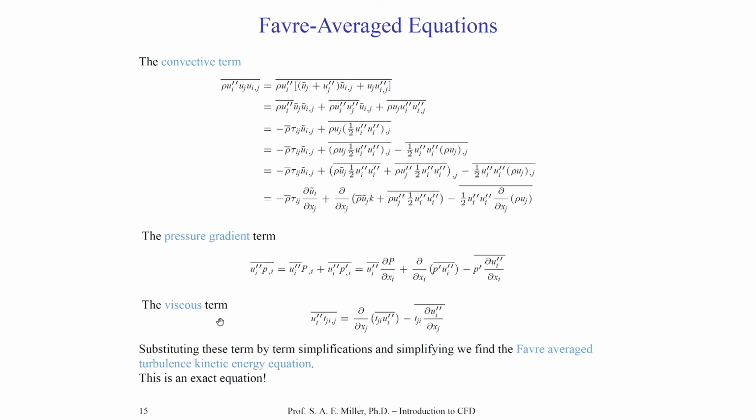Now, we would substitute these terms term by term and find the so-called Favre-Averaged turbulent kinetic energy equation. This, you'll see, is an exact equation based on Favre-Averaging, and that's quite amazing because we have not made any additional assumptions. All the things we've shown are simply mathematical identities of statistics associated with mass-weighted averaging.